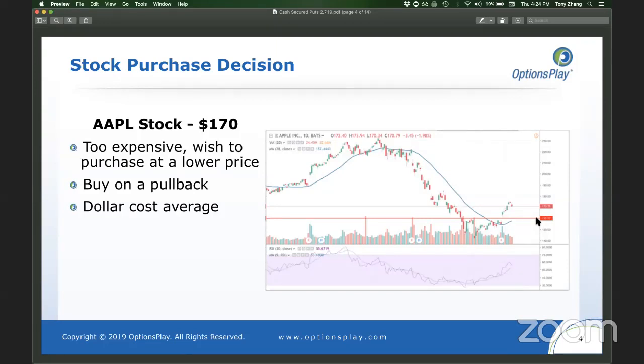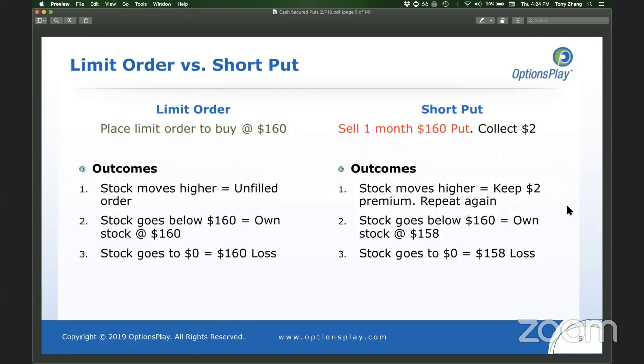That's where I would typically think about putting in a limit order, because the short-term momentum is quite overbought. I think that there's a possibility of a short pullback, and I want to be able to take advantage of that and place a limit order to buy that stock. So what I want to show you now is the comparison between putting a limit order versus shorting a put and seeing what the different outcomes can be. This will help alleviate some concerns that people may have regarding short puts.